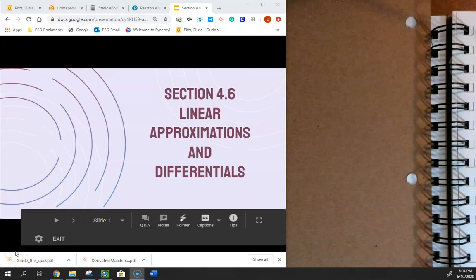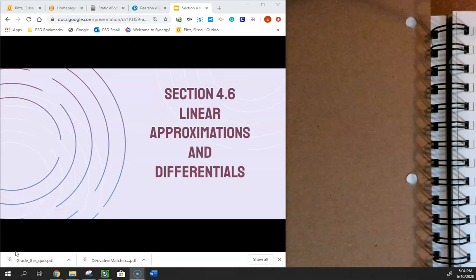Section 4.6, Linear Approximations and Differentials. In this section, we will be using many of the techniques that we've already used in previous sections, and we're just adding some more vocabulary to what we've already done. And so hopefully you won't find the techniques that we do in this section to be much different than what we've done in the past, just some new vocabulary to go along with that.